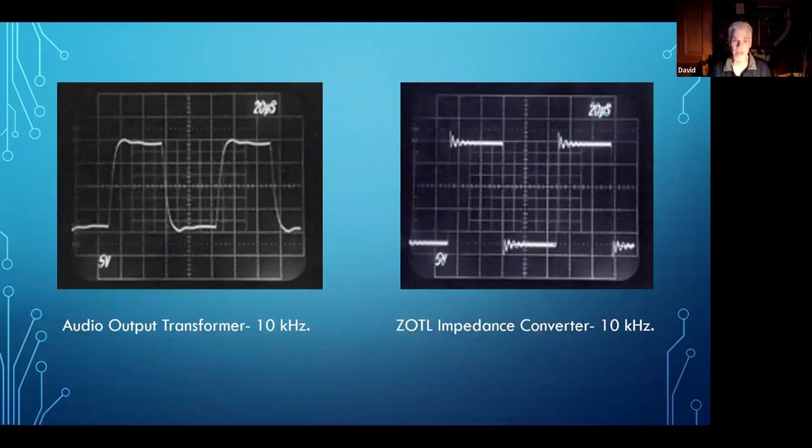So let's compare. Here's the 10 kilohertz square wave signal to an output transformer, a good output transformer. And yeah, there's some rounding and some things. The ZOTL impedance converter, now this is without an output filter, it's quite a bit faster.